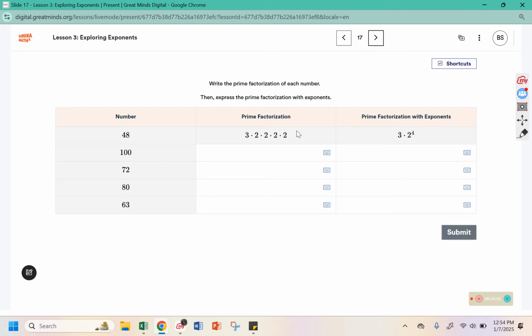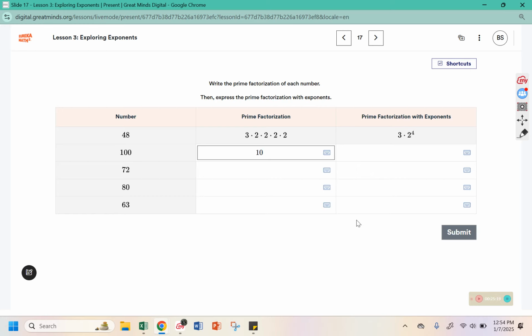Here, 3 is written once. There's an invisible exponent of 1 next to this 3. And then we have 2 times 2 times 2 times 2. So there's 4 of them, so it's to the fourth power. Write the prime factorization of each number. That means the smallest pieces you can break it into.